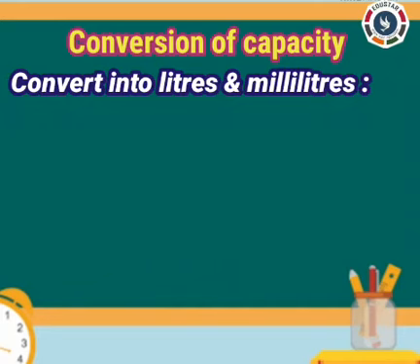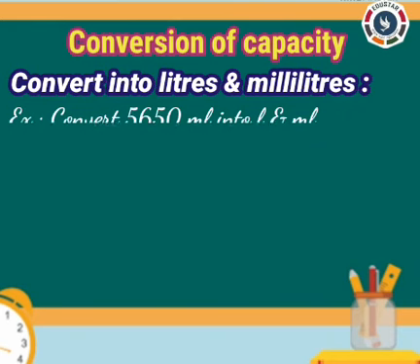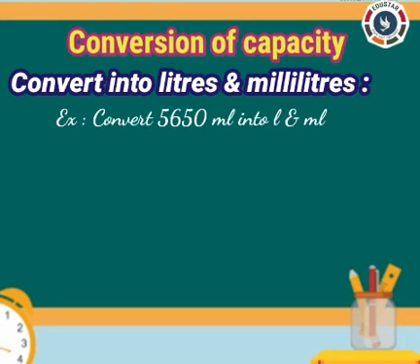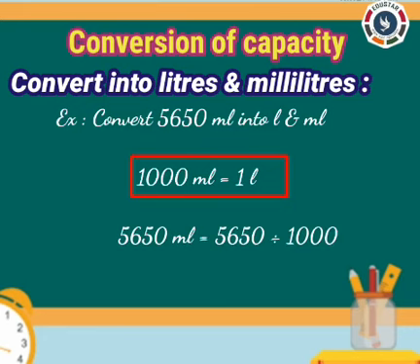Next, convert from milliliter into liter and milliliter. For example, convert 5650 milliliter into liter and milliliters. That is, convert from lower unit to higher unit. From lower to higher, we have to divide using 1000 because 1000 milliliter is equal to 1 liter. That is, 5650 divided by 1000, we get 5 liter 650 milliliter.